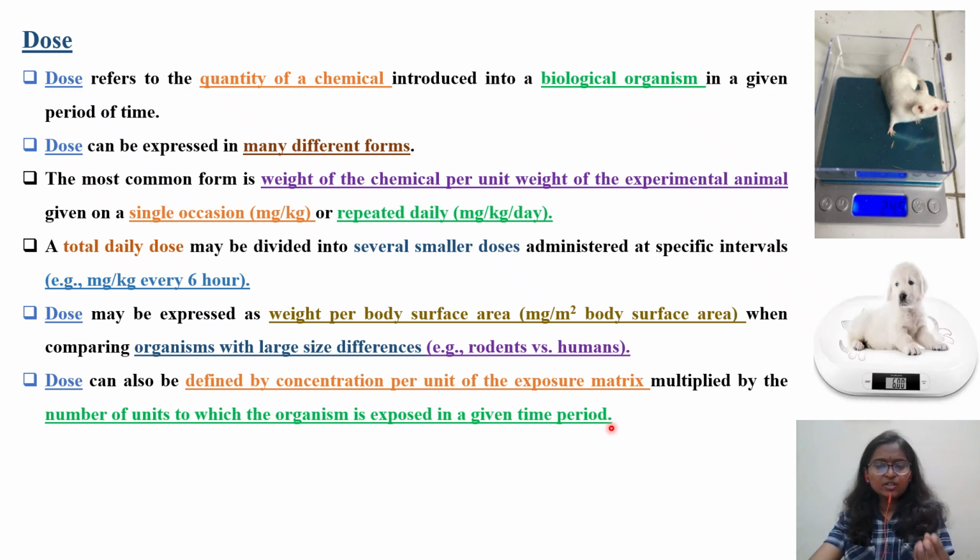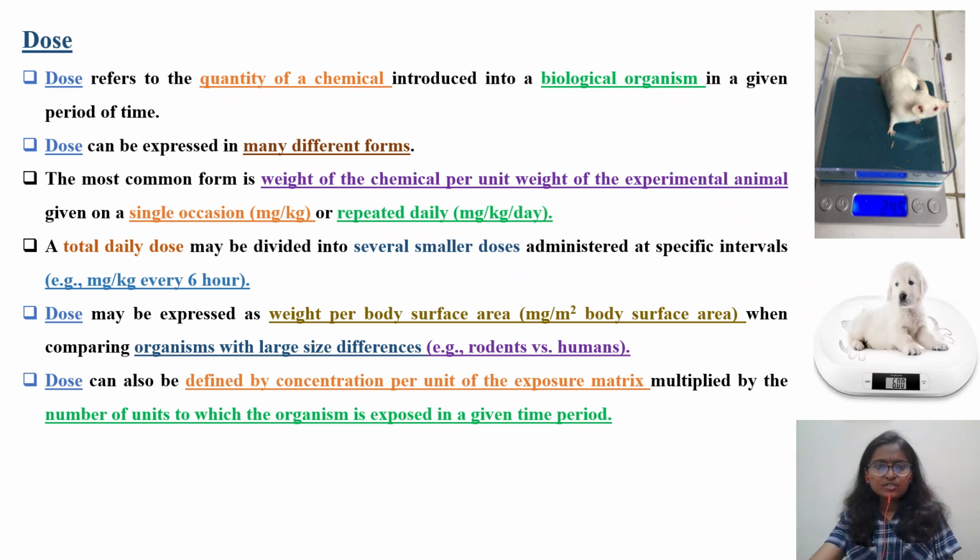You will get toxicology studies and data in different units. Sometimes the units will be mg per kg, sometimes ppm, sometimes mg per liter or mg per meter cube. Sometimes dietary ppm, body surface area mg per meter square. Sometimes concentrations will be 1%, 2%, 3%, like that. That is the reason understanding the units in toxicology studies is very important. Then only you can apply the risk assessment.